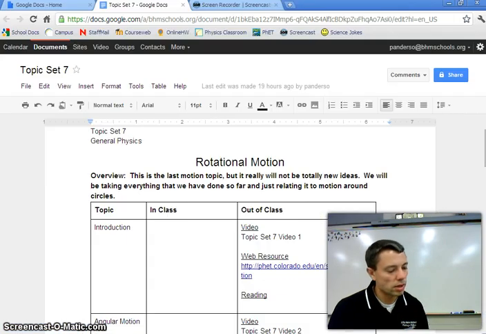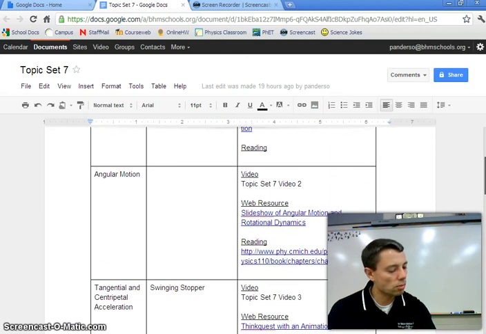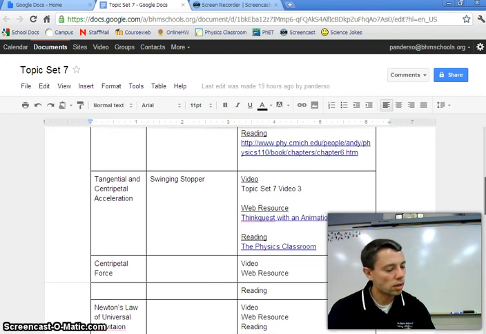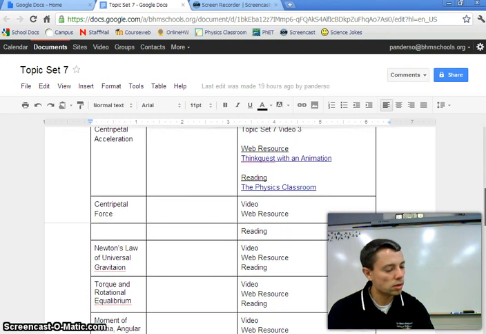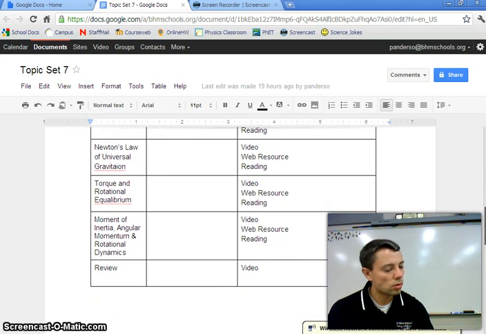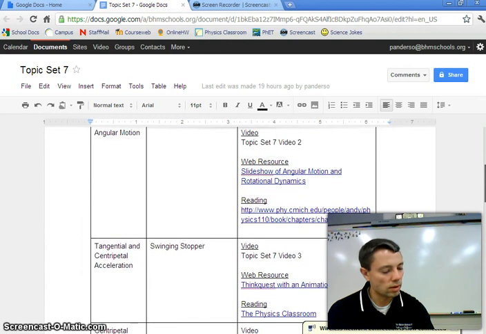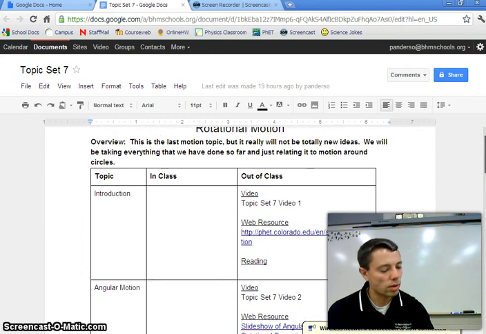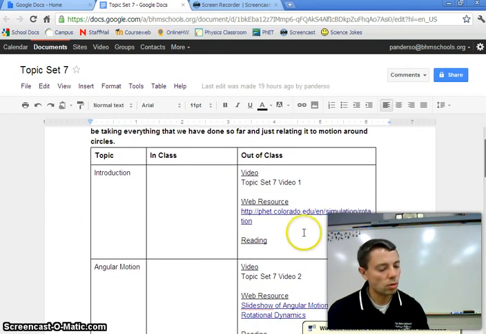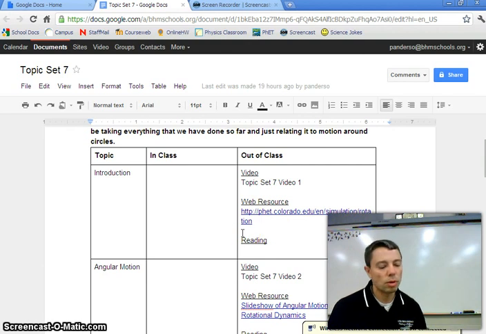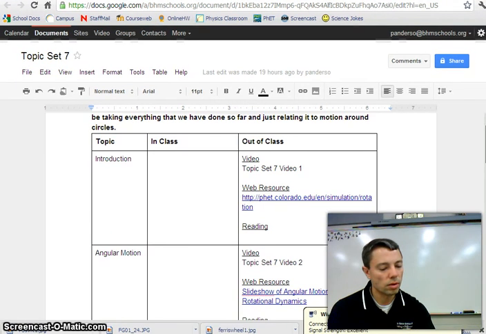And you can actually go to our topic set, and you'll see that we've got our introduction, we've got angular motion, we're going to do our tangential and centripetal acceleration and centripetal force, and I'm going to try to have videos for each of those. And then we'll have some activities. The first one that we will be doing will be using this PhET simulator, and I put it up here for the introduction because I thought it'd be good for you to play with a little bit before we do it in class, and that'll be something that we'll look at.